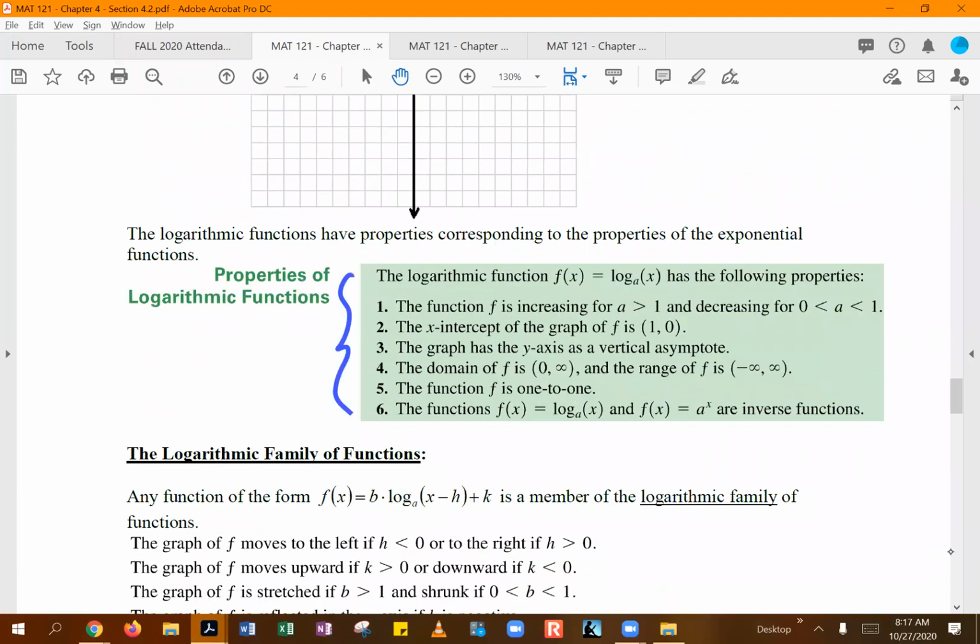And then, again, in this little box over here, we're listing all of these properties. So increasing functions when our base is greater than 1, decreasing when the base is between 0 and 1. We will have an x-intercept in these logarithmic functions at (1, 0). The y-axis is our vertical asymptote. So remember, as an equation, you write that as x equals 0. The domain for a logarithmic function goes from 0 to infinity, not including 0. And the range will, of course, go from negative to positive infinity. We know these functions are one-to-one, and they are inverses of the exponential functions.